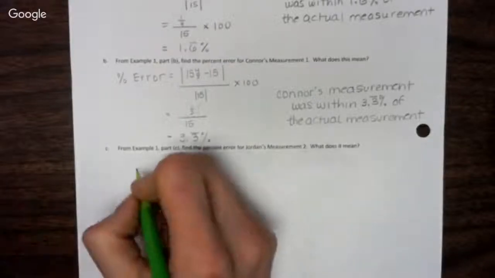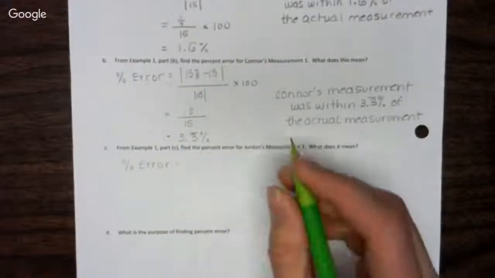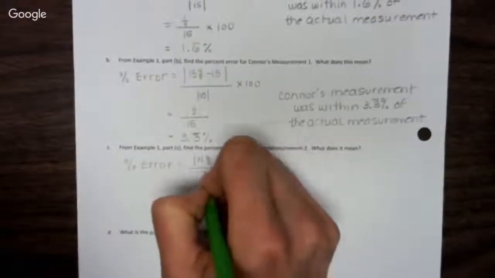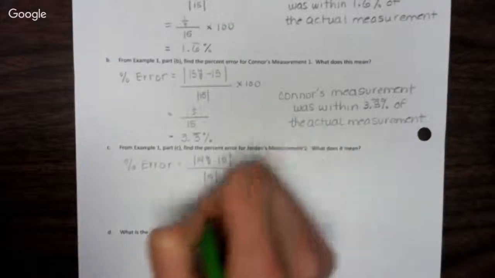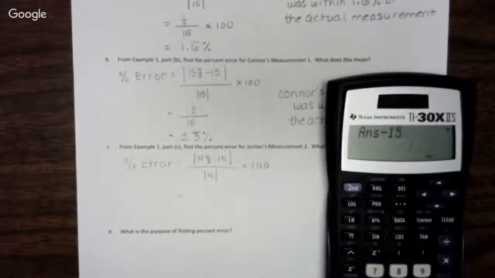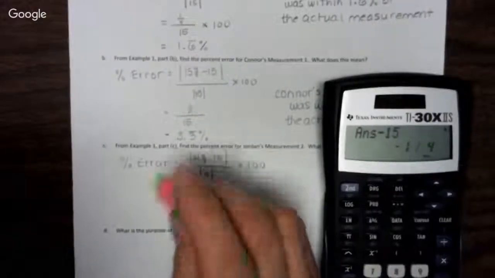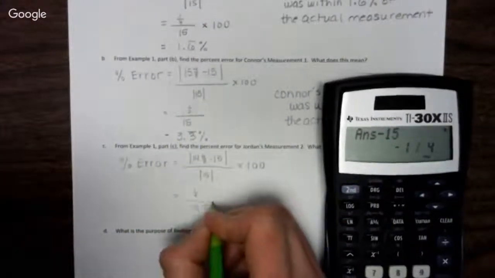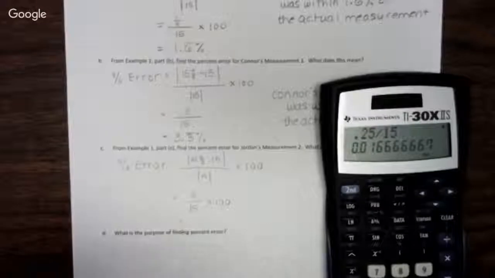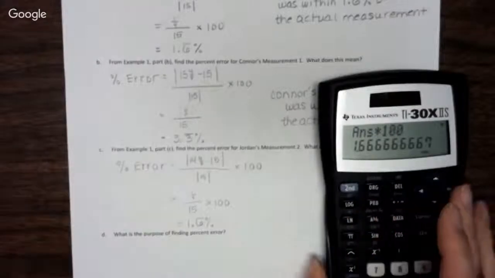All right, and part C, we're going to do percent error for Jordan's measurement 2. So Jordan's measurement 2 was 14 6/8 minus 15 over the absolute value of 15 times 100. So let's do this. 14 6/8 minus 15 was negative 1/4, but the absolute value of that makes it positive. Divided by 15. So 0.25 divided by 15 times 100 is 1.6 repeating percent.